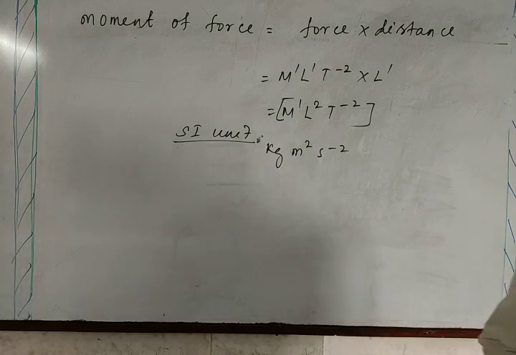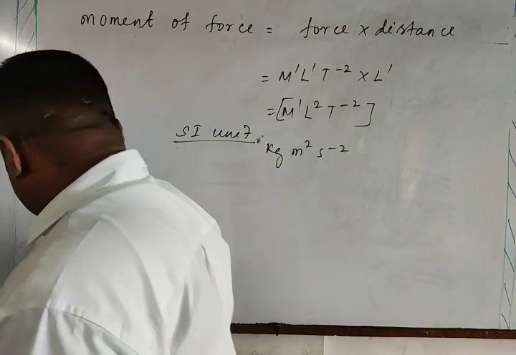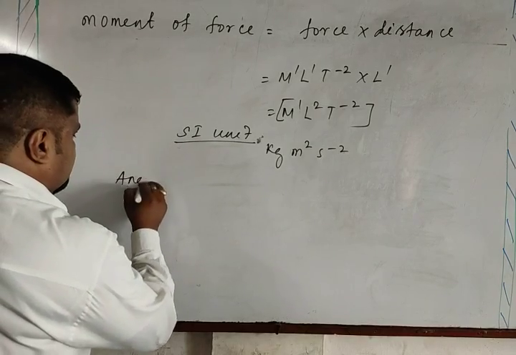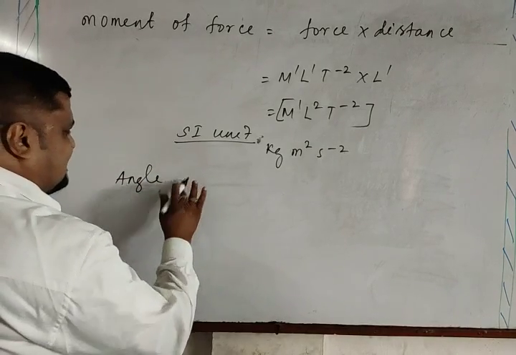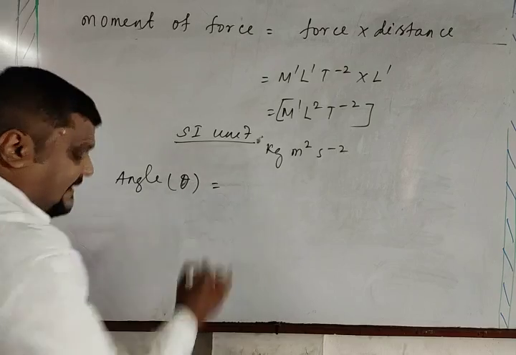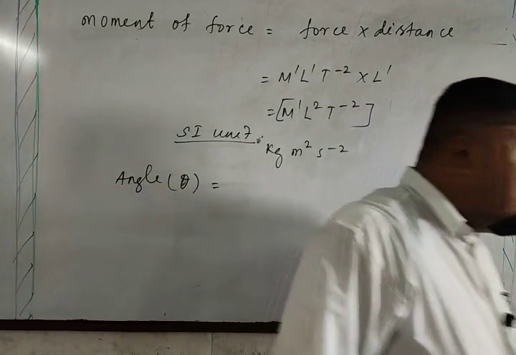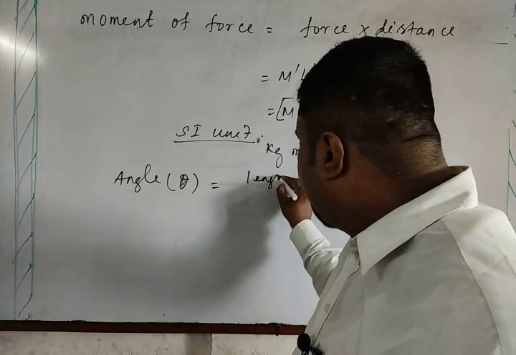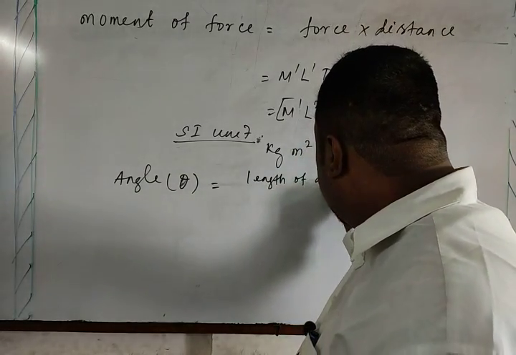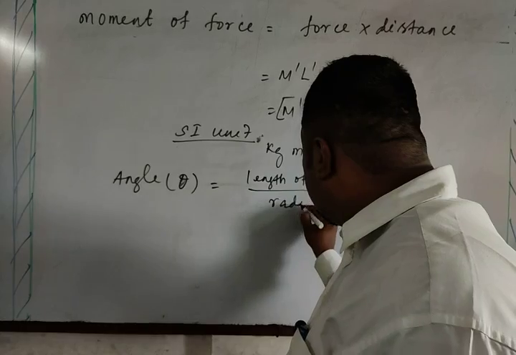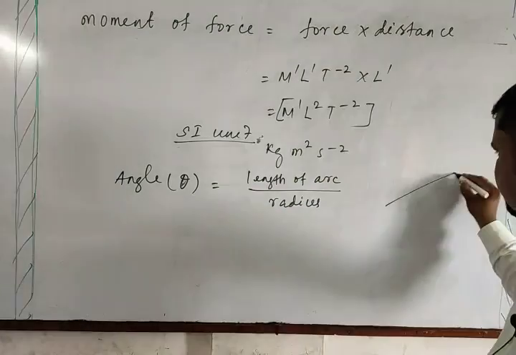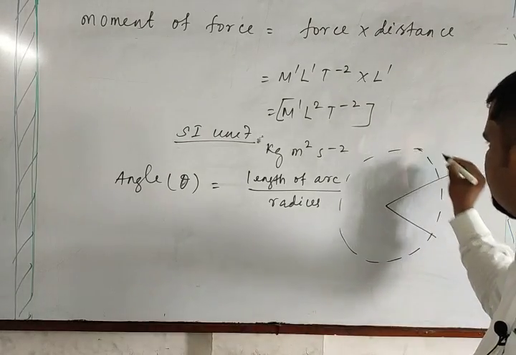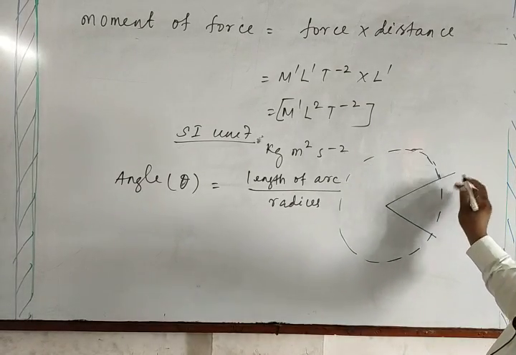Then another one is your angle. Let me go to this another physical quantity, that is your angle. When you calculate this angle, it is generally taken as theta. Angle is nothing but the length of arc by radius. Already you know that angle is the length of arc by radius. Suppose this is the body in circular motion, or any body is rotating like this.